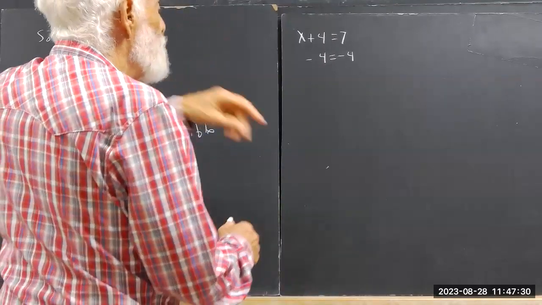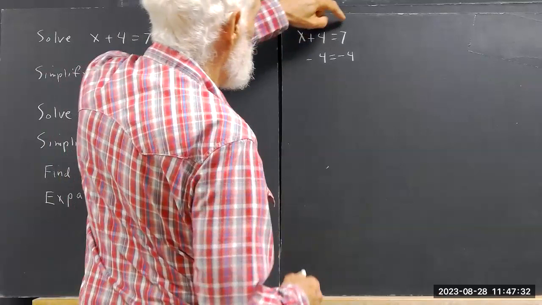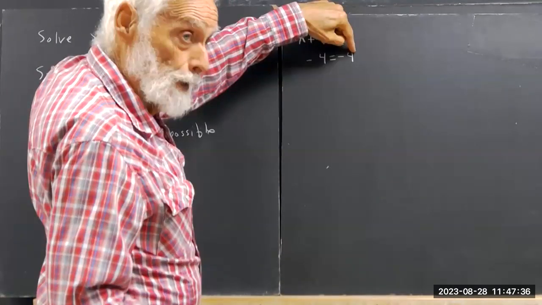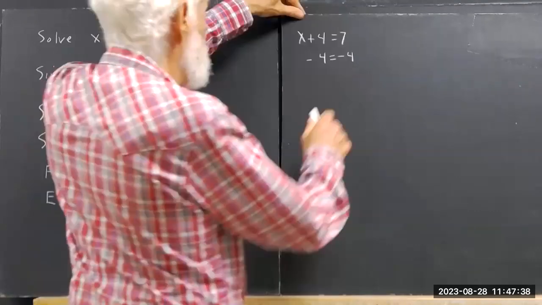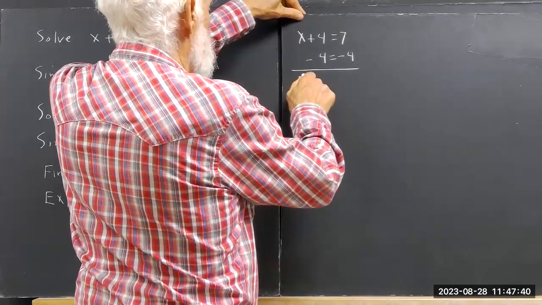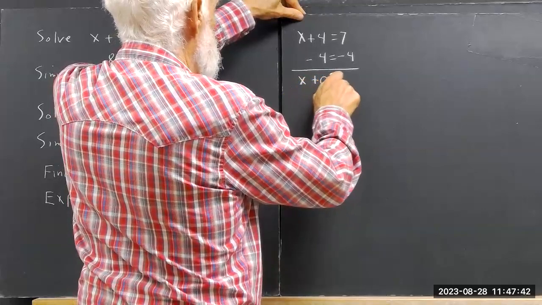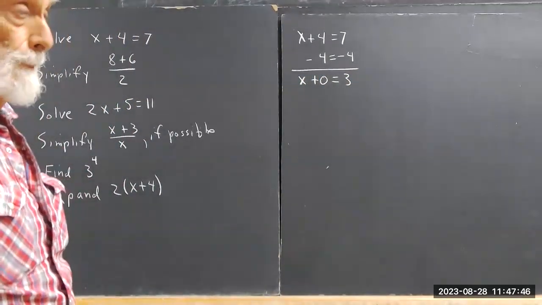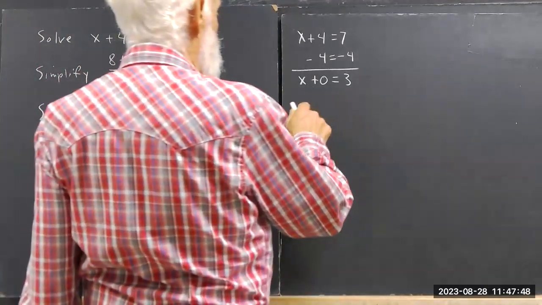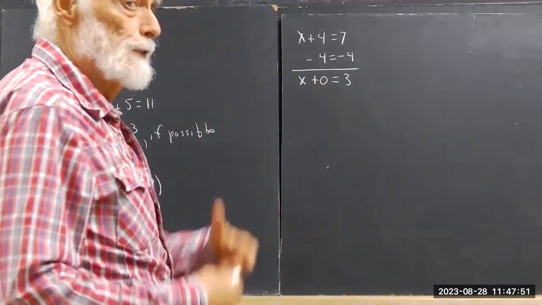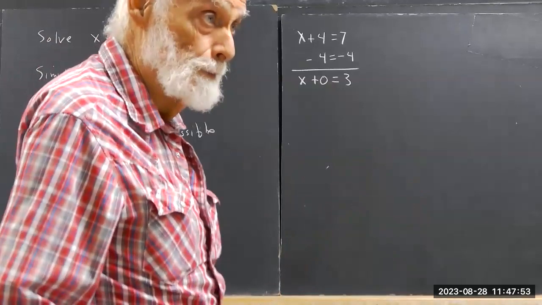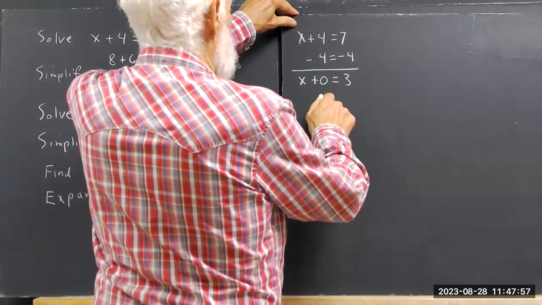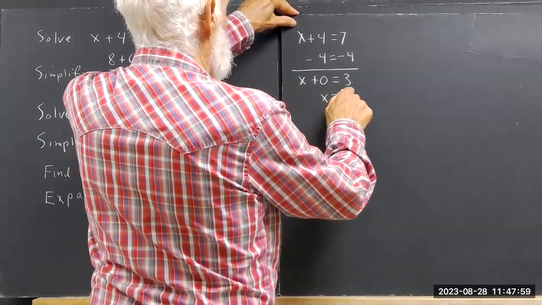So if x plus 4 equals 7, and this is a true statement, -4 is equal to -4. If we add these, we get a true statement. This is going to be x plus 0 equals 3. So x plus 0, well, if you add 0 to any number, you're going to get that number. Okay, so that's going to tell you that x equals 3.